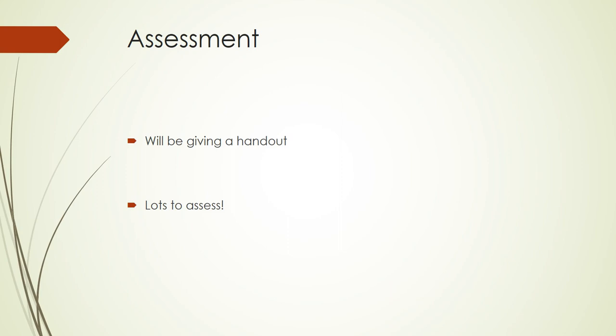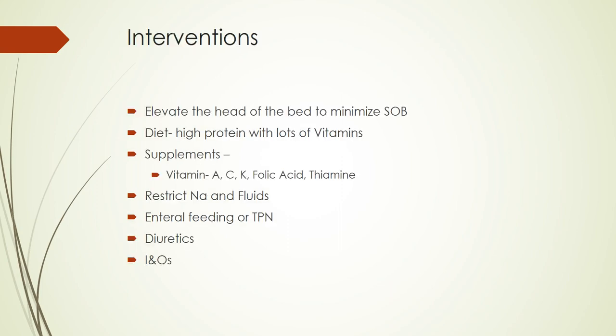All right, so for assessment-wise for cirrhosis, I have a handout that I'll be giving to you. There is a lot to assess, but I think once you physically actually see it, it makes a little bit more sense. Interventions: elevate the head of the bed to minimize shortness of breath. Diet high protein with lots of vitamins because they're really not absorbing anything. Supplements are going to be vitamin A, C, K, folic acid, and thiamine.